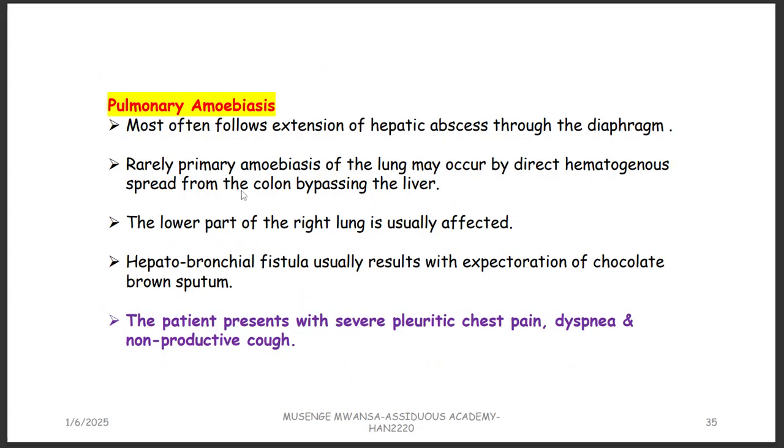Pulmonary amoebiasis can also happen, and the manifestation when the lungs are the ones involved, there's going to be pleuritic chest pain, which can be severe, dyspnea, this is difficulties in breathing, and a non-productive cough.